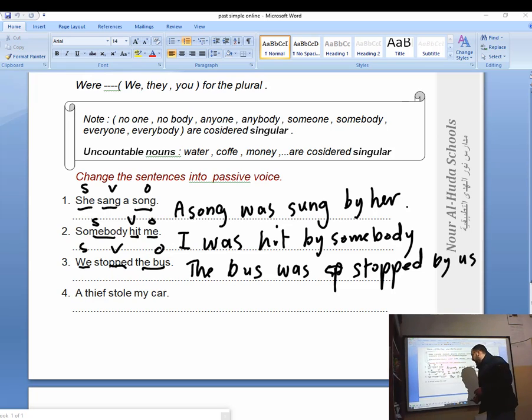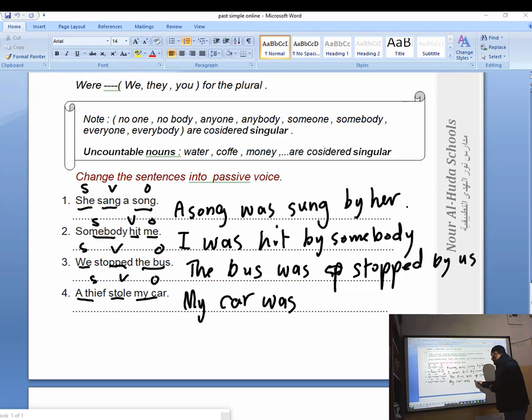Okay. A thief stole my car. A thief is the subject here. Stole, verb, my car, object. We start with the object always. My car was or were. We use was because it is singular. Was stolen by a thief.